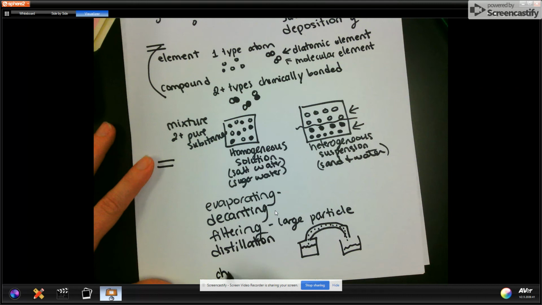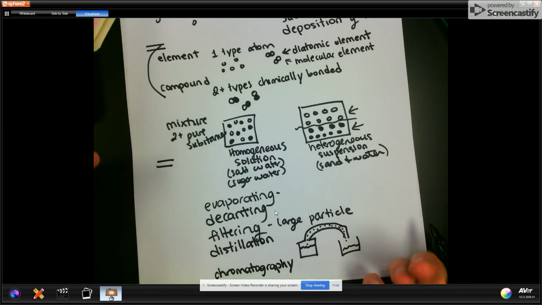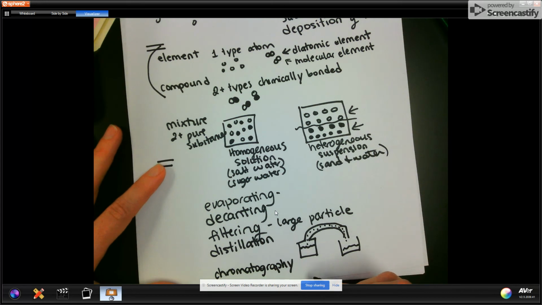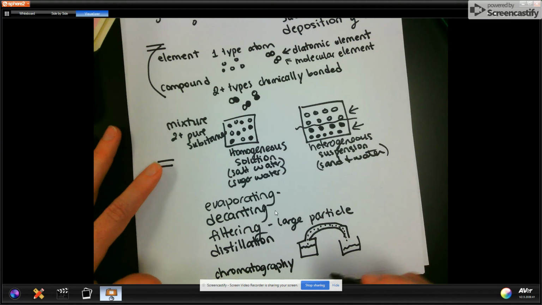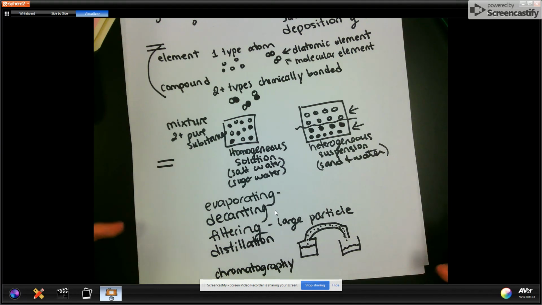And then there was chromatography. Chromatography is used with a solvent, which is just a liquid that it's in, and a special piece of paper. And then the mixture can be separated based on how much it likes the solvent. We'll get more into this later. This is your part 1 video.